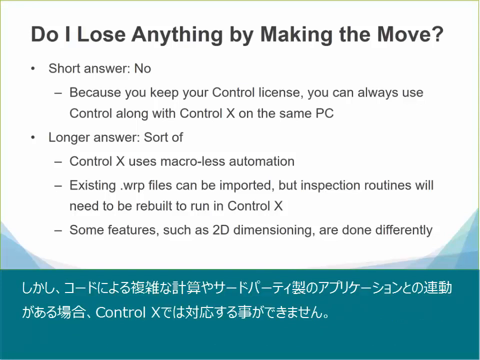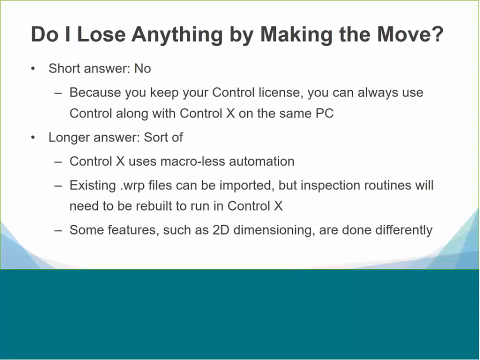But if you have complex derivative calculations or interface with third-party applications via scripting in Control, you won't be able to do that in Control X. In other words, if you've been using custom scripting in Control to automate your inspections, you'll be able to do that in Control X. But if you've been using the custom scripting to customize and do things that the software can't do out of the box, you likely won't be able to replicate that in Control X.